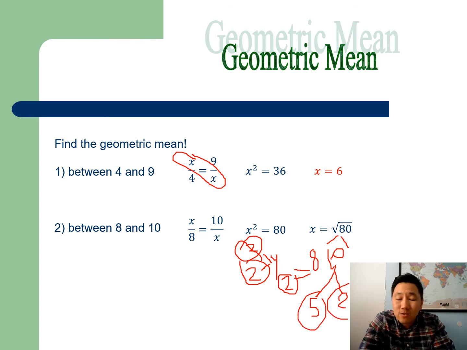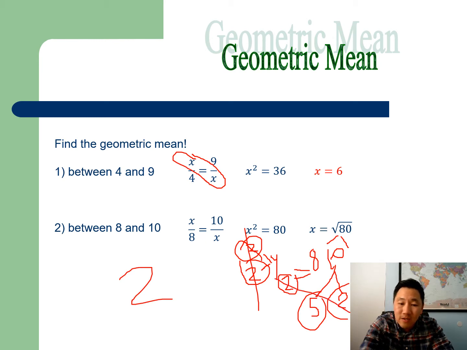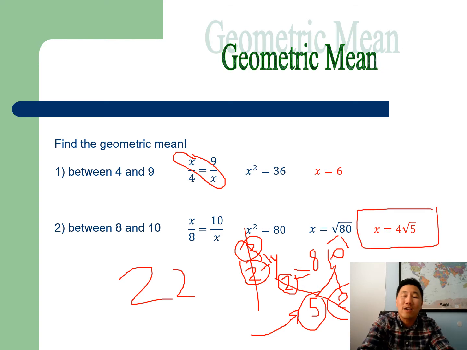To simplify it, we find pairs. Remember, pairs. There's a pair of 2's. You write it one time. There's another pair of 2's. You write it again. And then the loner 5 stays on the inside. And that's what the answer looks like. The 2 times 2 gives you a 4, and the loner 5 stays on the inside. So that was just a quick review of simplifying square roots.